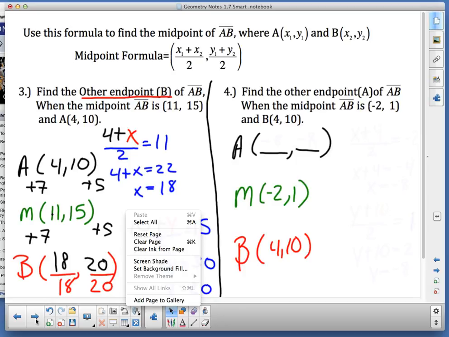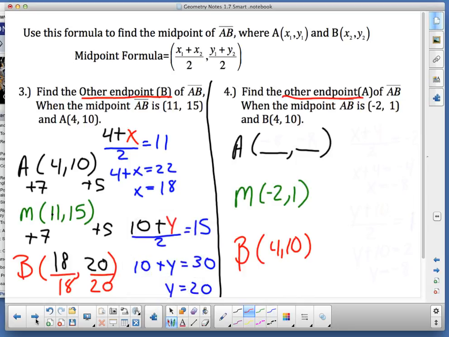Both types of midpoint questions will be on the test, okay? Find the other endpoint. Notice that they want the other endpoint, A. So I've got something that represents the other endpoint, A. I don't have it yet. Okay, of AB when the midpoint of AB is negative 2, 1? Well, the midpoint of AB is negative 2, 1. They gave that to me.